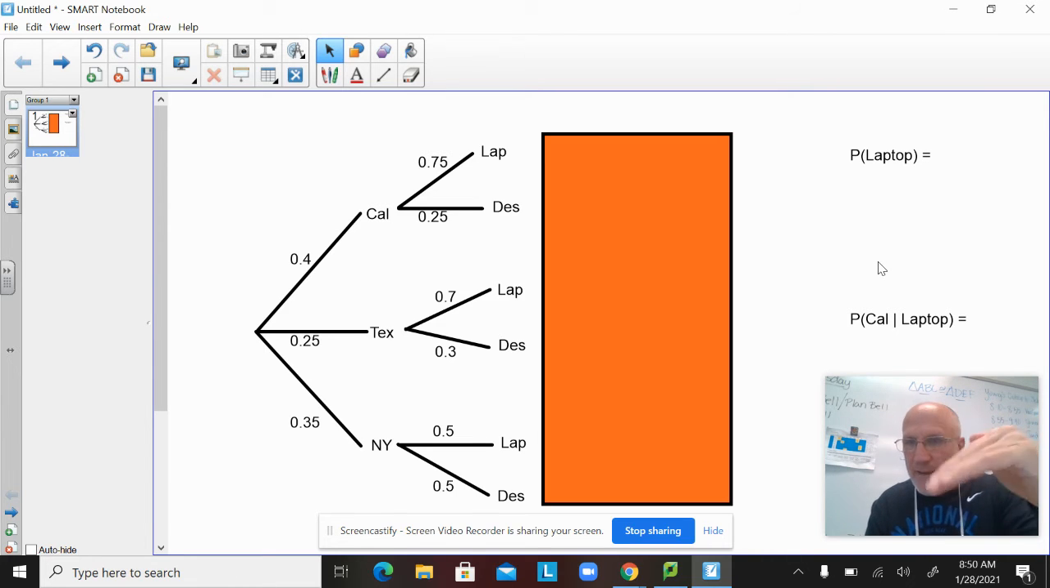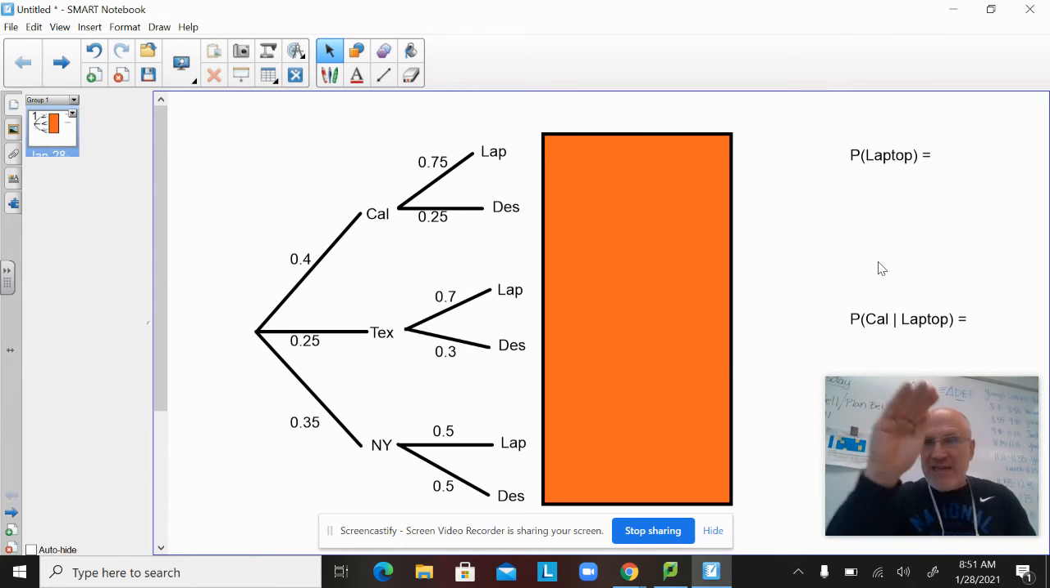Texas, 70% laptop, 30% desktop. New York, it's 50-50. And again, each individual set of probabilities adds up to 1. And now what I can find, what's underneath this last rectangle, for each of, I have what, 1, 2, 3, 4, 5, 6 branches, 6 paths.